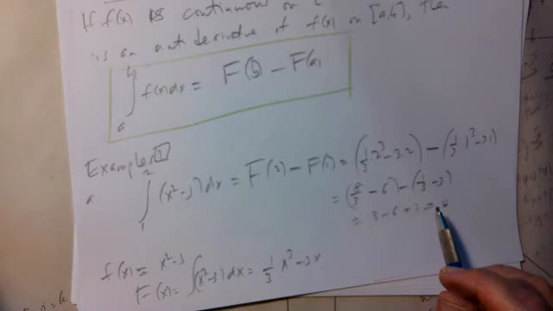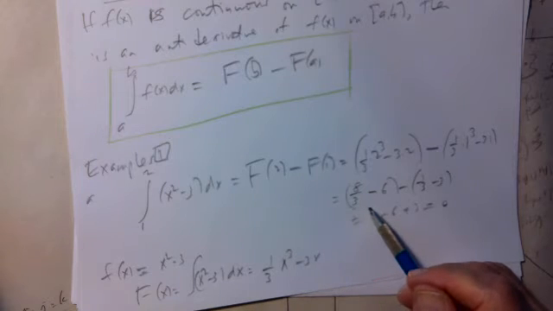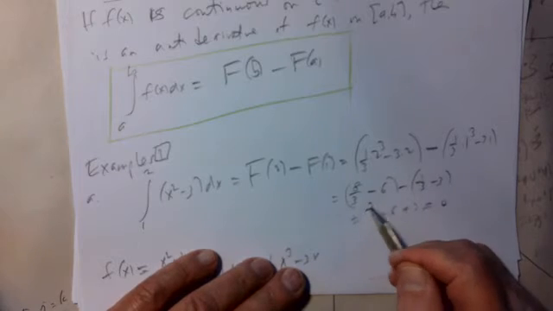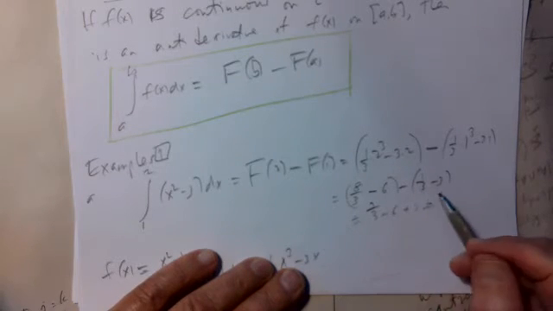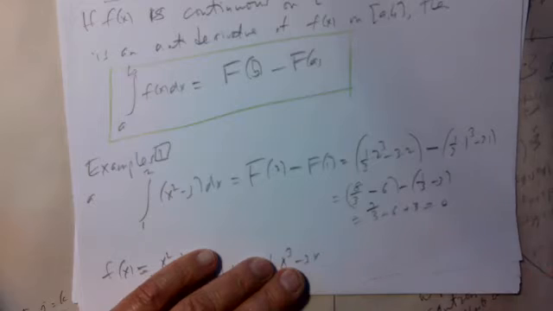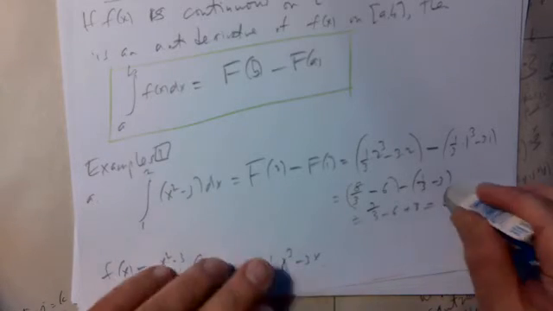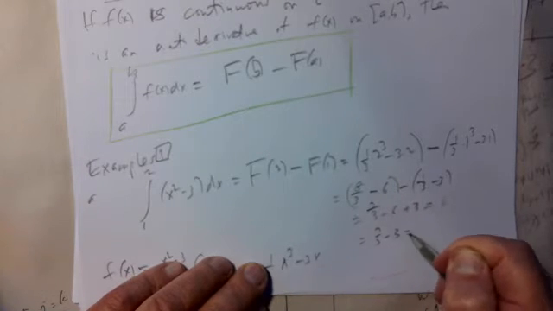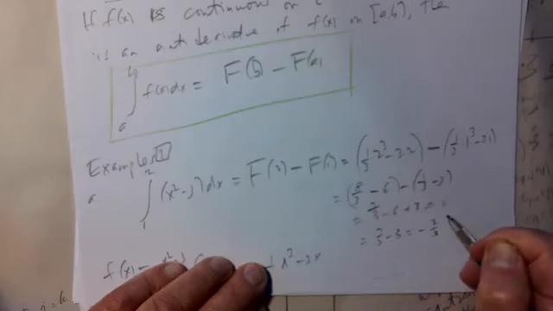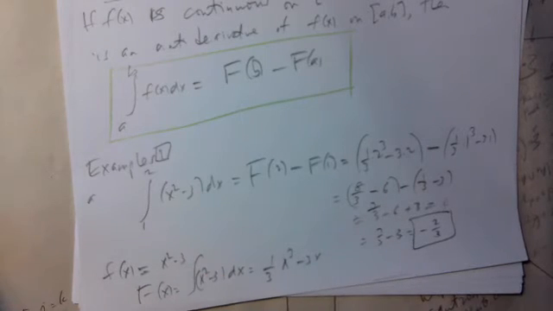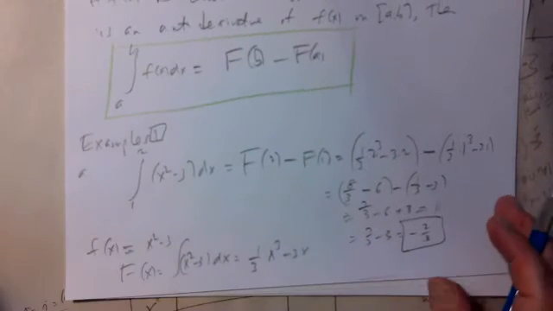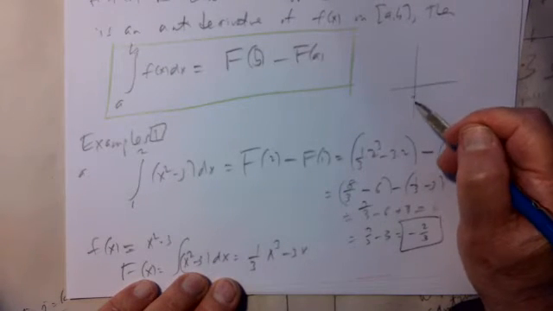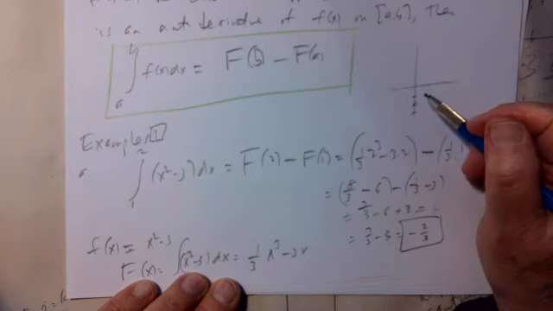Oops. See, 8/3 minus 6 minus 1/3, oh sorry, 8/3 minus 1/3 is 7/3. 7/3 minus 6 plus 3. That's 7/3 minus 3, which is 7 minus 9, or minus 2/3. I mean, what does x squared minus 3 look like? That's a parabola translated down 3 units.